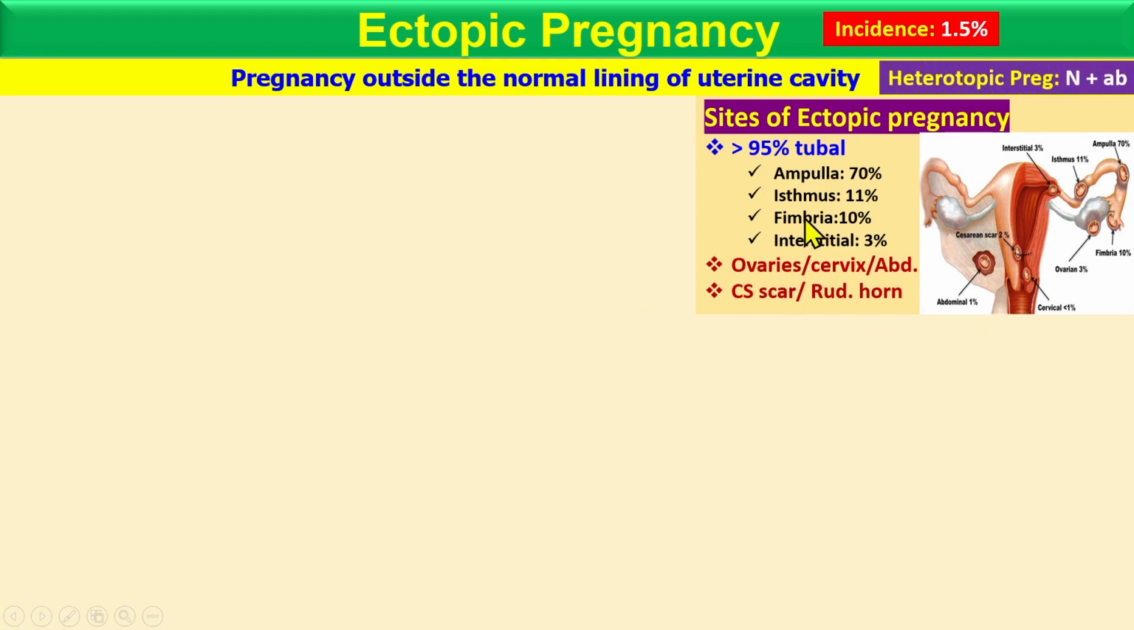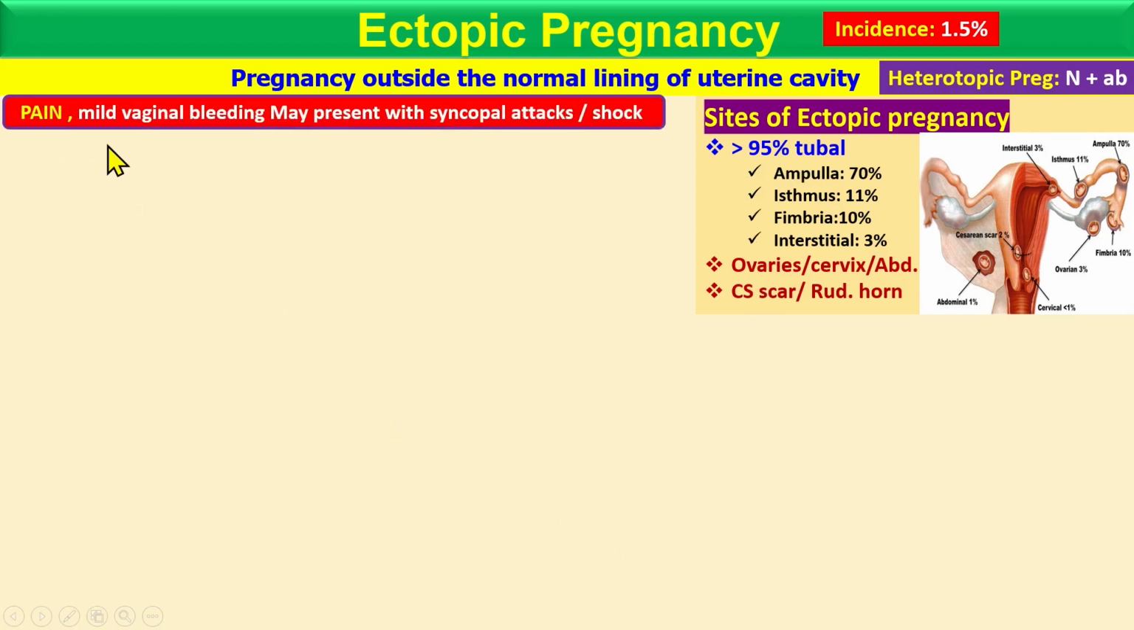So sometimes you will see heterotopic pregnancy. Heterotopic means one pregnancy is on the normal site, in the endometrium, and the other is at the abnormal site. One is ectopic, one is a normal pregnancy. So this is known as heterotopic pregnancy.